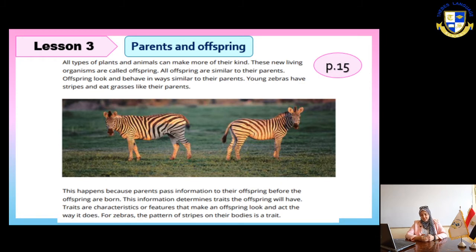This information determines the traits offspring will have. Traits are characteristics or features that make an offspring look and act the way it does. For zebras, the pattern of stripes on their bodies is a trait. As we can see in the picture here, we will find two zebras. Both of them have stripes, but if you look, you will find the shape of these stripes is different. They are not similar. Just look at the screen and try to know the difference between these two zebras.